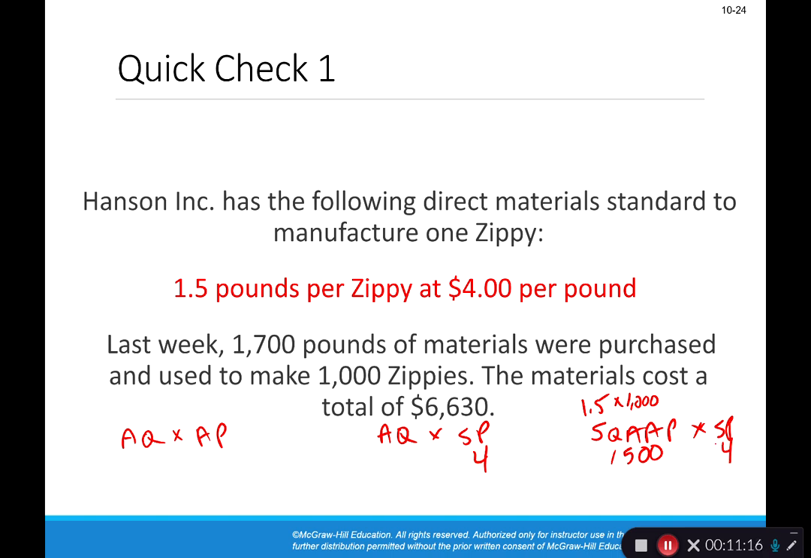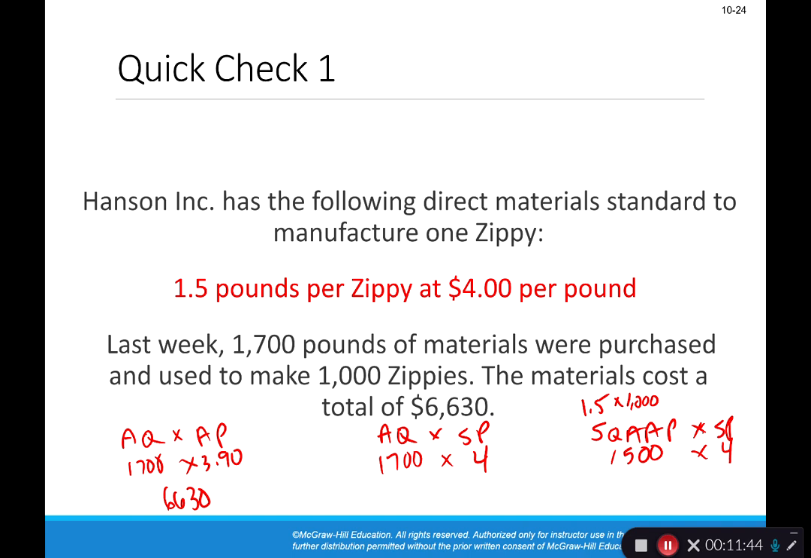Then it says 1,700 pounds of material were purchased, so that would be my AQ, because we're looking for the actual quantity of materials, not final product. And then it said we spent $6,630. So like last time, I can get my actual price by taking the total $6,630 and dividing it by the 1,700. That gets me an actual price of $3.90. I don't really need it to get my variances, but I like it.